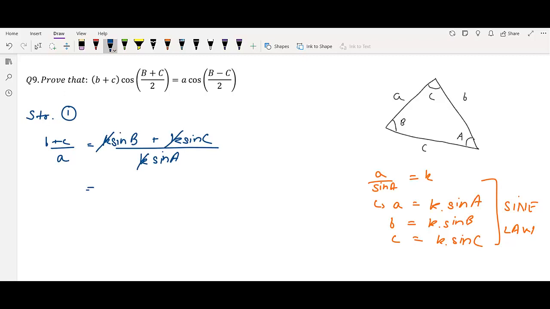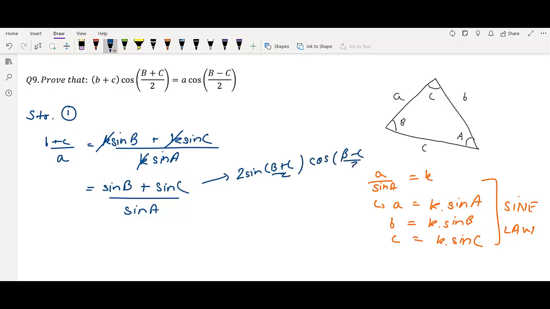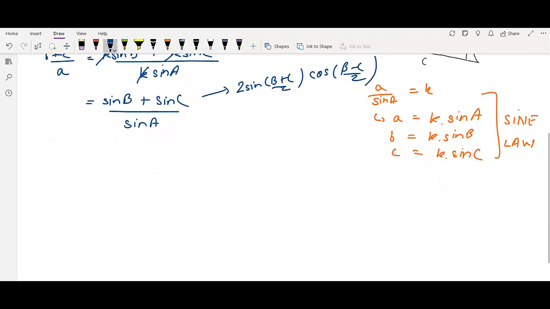Okay, now I'm left with sine b plus sine c in the numerator upon sine a. Now what is sine x plus sine y? That is 2 sine of (b plus c) by 2 cos of (b minus c) by 2, right? That's just how the identity is. So let us solve for that. Let us substitute this expression.